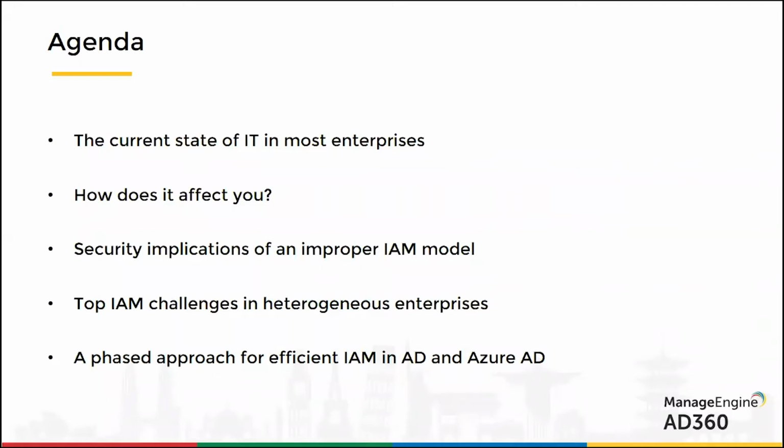So let's take a look at today's agenda. We'll take a look at the current state of IT in most enterprises, and then how a strong identity and access management solution, or an IAM solution, actually affects you. The third part of today's webinar, we'll take a look at the security implications of an improper IAM model. The fourth part, we'll take a look at the top IAM challenges that most heterogeneous enterprises face. By heterogeneous here, I mean enterprises that use hybrid solutions, a combination of on-prem and cloud. And last but not the least, we will employ a phased approach for efficient identity and access management in Active Directory and Azure Active Directory.